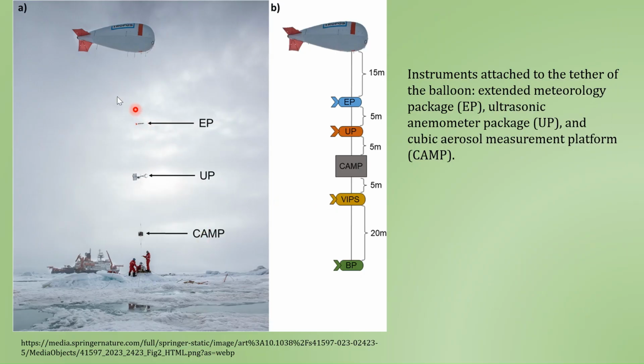Here we have an example where a tethered balloon is utilized to collect atmospheric data. So this is a tethered balloon which is attached in the polar area, and here we have three different sensor systems placed at different altitudes. Here we have this extended meteorology package, then we have the ultrasonic anemometer package, and then third is the cubic aerosol measurement platform. If we maintain the height of this tethered balloon, we will get the data of different parameters at various altitudes.